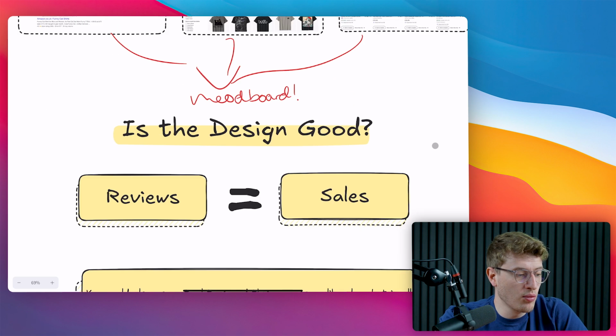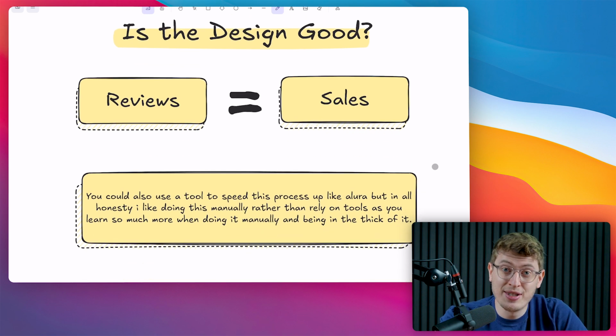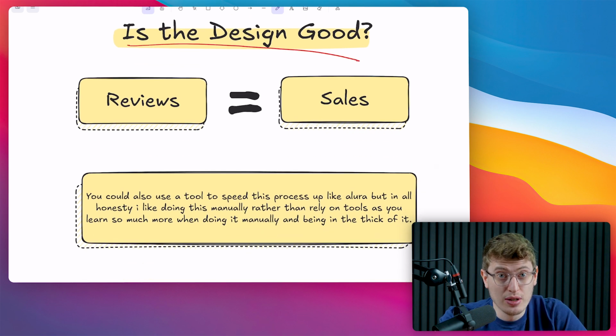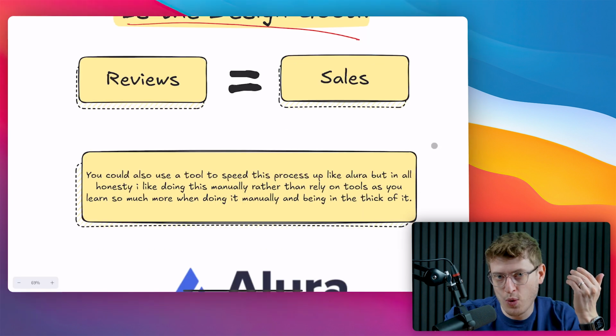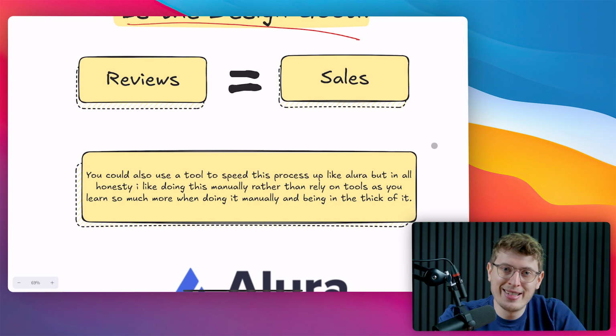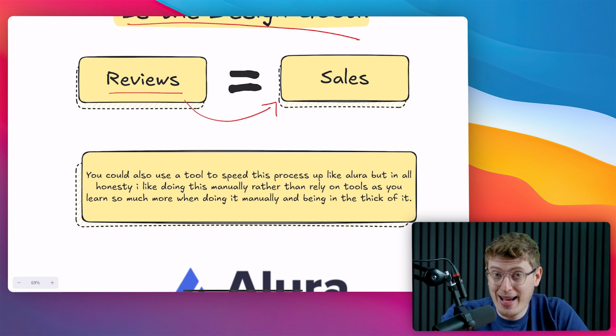Now, when doing research, I look at a few factors. The first and most important is: is the design good? And by that, I mean, is it following everything we've just spoken about in the earlier part of this workshop, right? The next thing I'll look at is, depending on the platform I'm conducting the research on, are there reviews? Reviews typically mean sales. So if a design has reviews, well, it has sales.